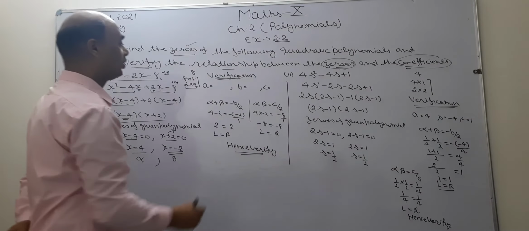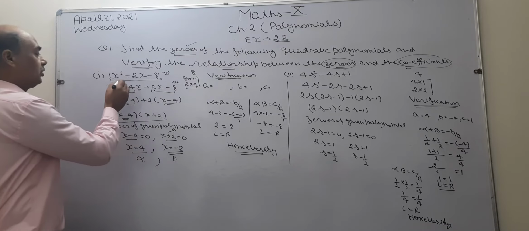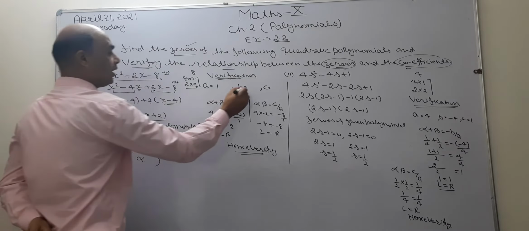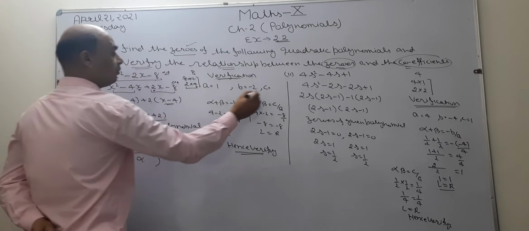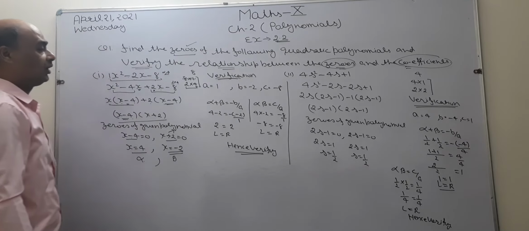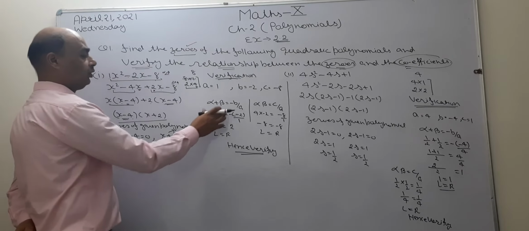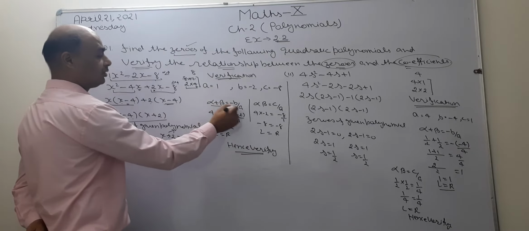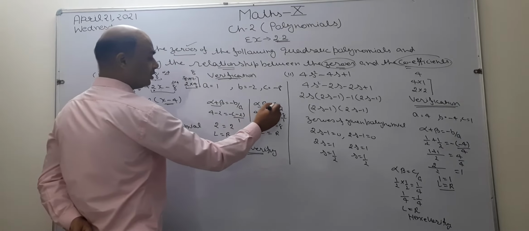For this, I am going to write the coefficient from this equation. What is the value of A? 1. What is the value of B? Minus 2. What is the value of C? Minus 8. After writing the coefficient from the given polynomial, I am going to verify, starting with the sum. What is the formula? Alpha plus beta equal to minus B by A. Product formula is C by A.